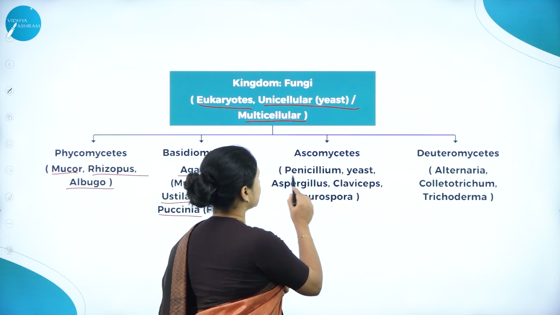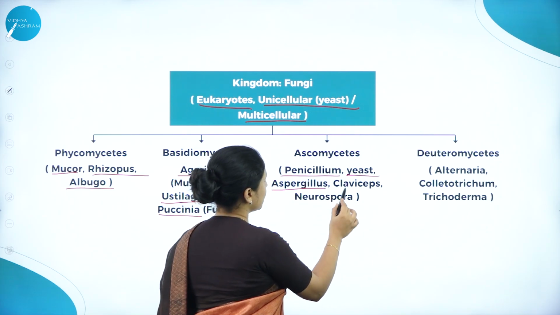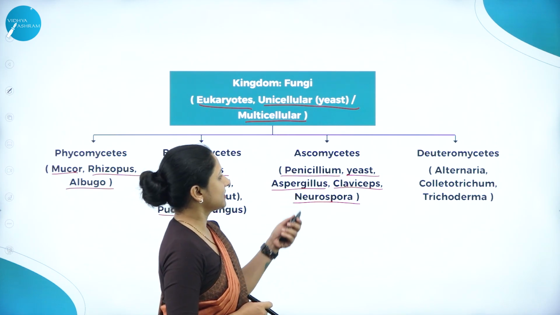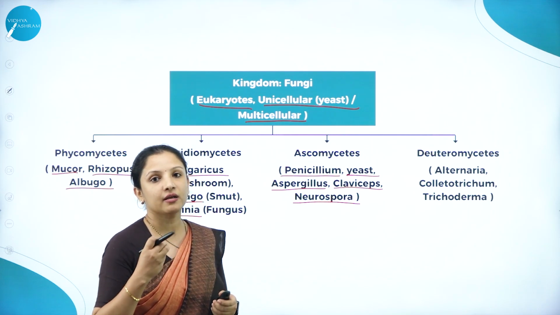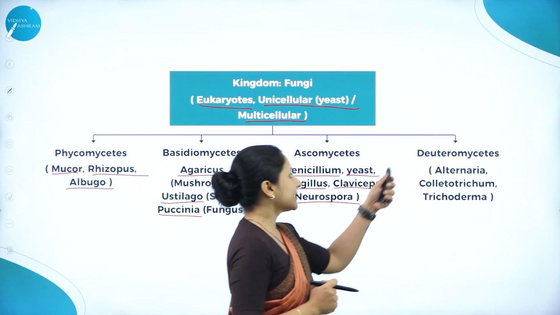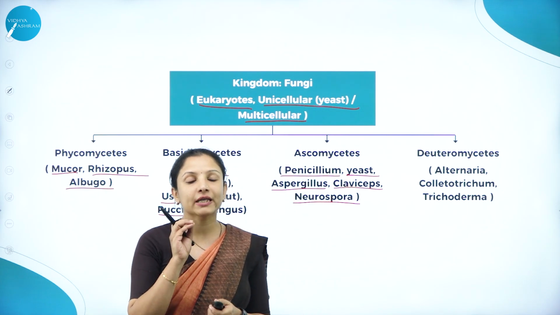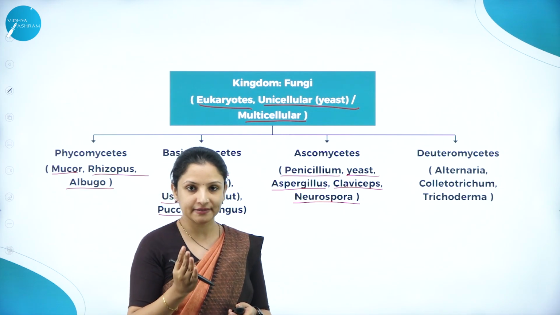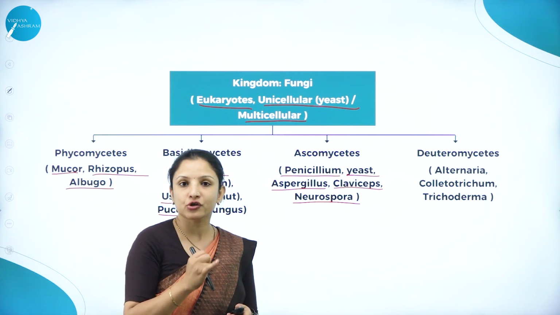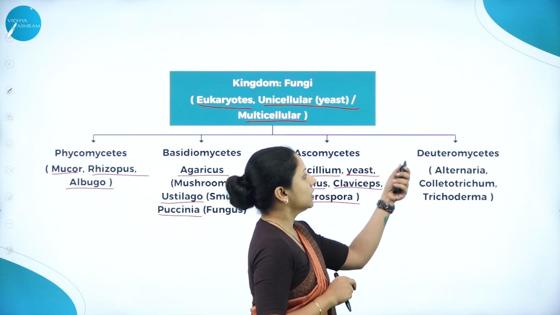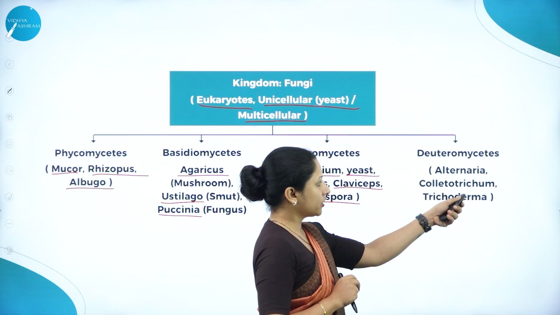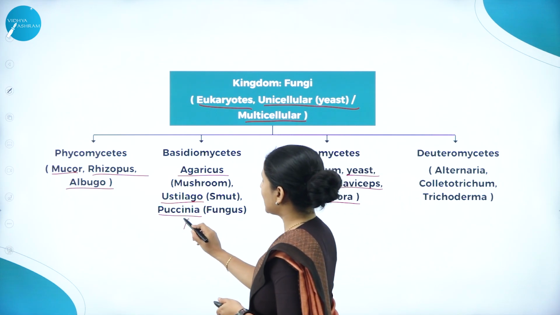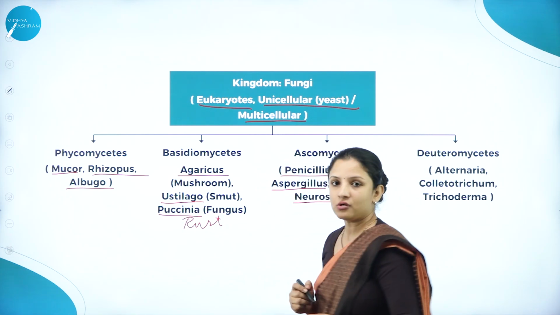Next, talking about Ascomycetes, they include penicillium, yeast, aspergillus, claviceps, and neurospora. Some of the fungi under Ascomycetes, like claviceps and neurospora, are very, very important for biotechnology industries. Next is Deuteromycetes. Deuteromycetes are called imperfect fungi. They can ask an MCQ: which is the imperfect fungi, Ascomycetes, Phycomycetes, Basidiomycetes, or Deuteromycetes? This is also one of the important MCQs. So it is Deuteromycetes. Under that, we have Alternaria, Colletotrichum, and Trichoderma. And Puccinia causes rust disease in plants. That also we need to remember.